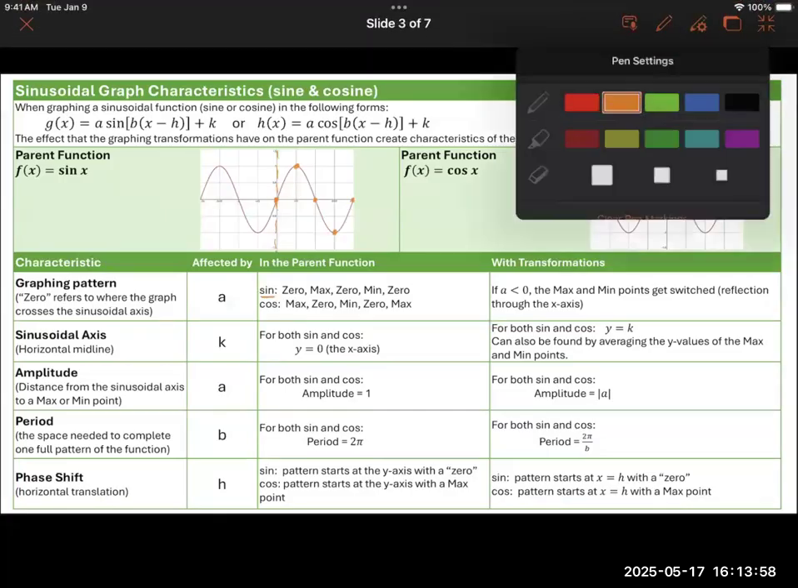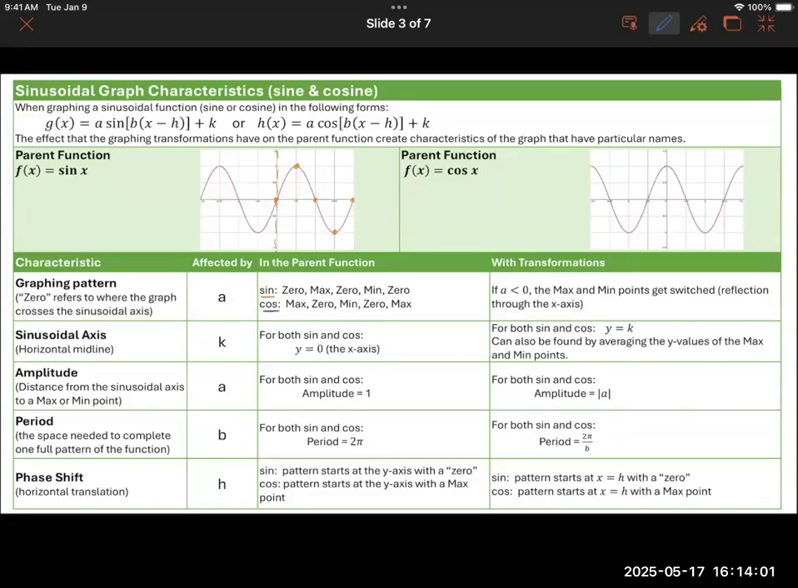Now in the cosine function, we are also looking at starting at our y-axis, but you can see here that we actually start at a maximum point on the y-axis. And then we go down to a 0, keep going down till we get to a minimum point, turn to go back up to a 0, and then end the pattern back up at a maximum point. Okay, so knowing this pattern can be really helpful in remembering how to graph your sine or your cosine function.